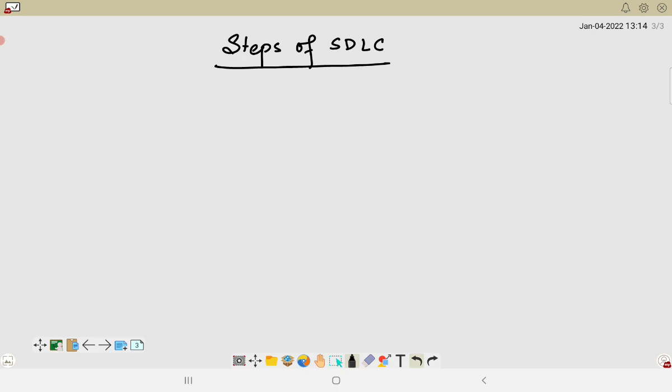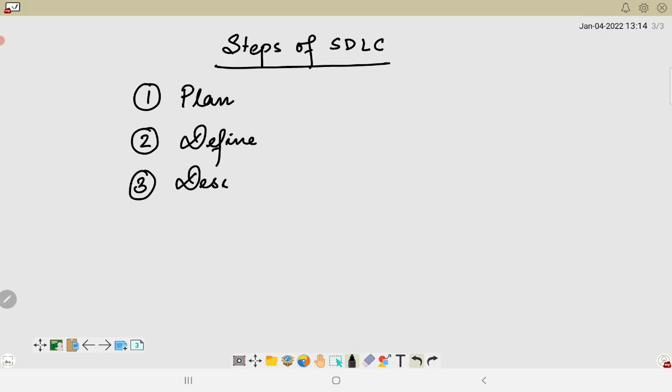So in order to begin the development of a particular software, the first step is to plan for it. Okay, so planning is the first step of this conventional SDLC model. A typical software development life cycle begins with planning for that particular software. The second one is we have to define the requirements for the software that we are going to develop. The third and one of the most important aspects of this process is designing.